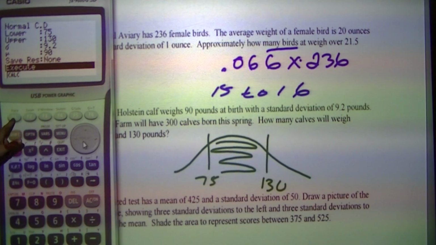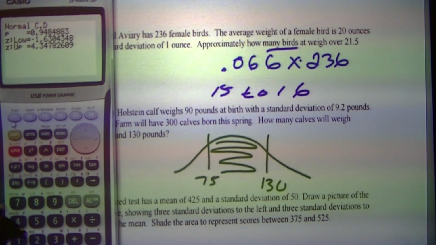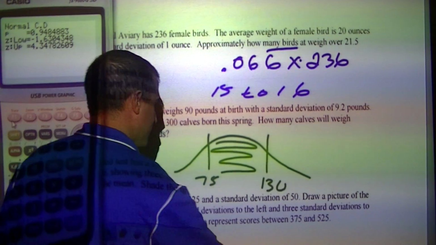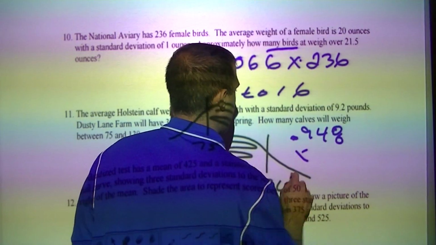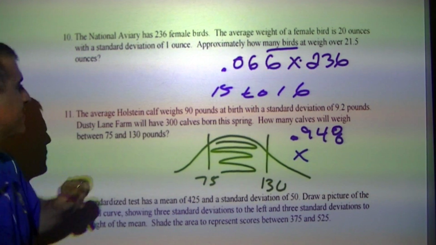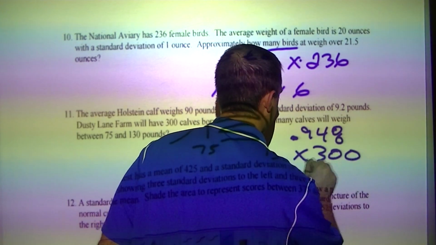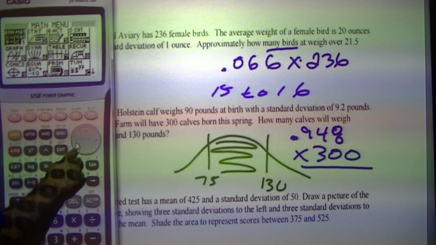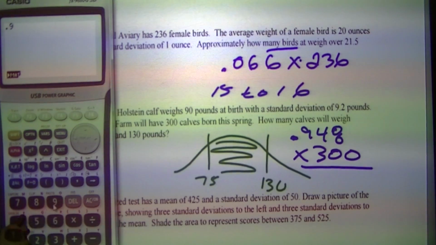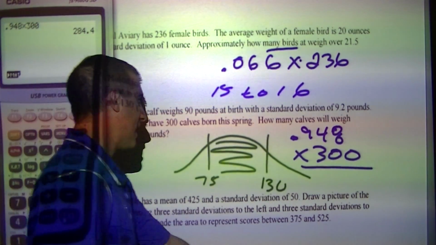I go ahead and find the probability. Probability is 0.948. Okay, so 0.948 is my probability times the number of calves. In this case, I have 300 calves. Okay, and that's going to tell me what my answer is. Okay, so if I go back here and I do 0.948 times 300, I get an answer of about 284 calves.